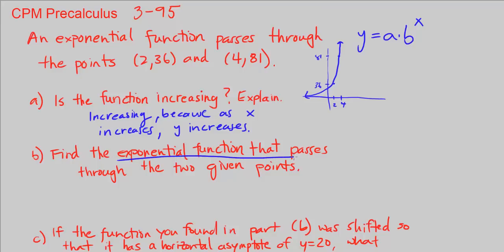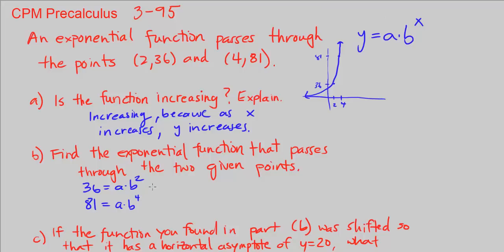B says to find the exponential function that passes through the two given points. Remember that we have two points and a general formula, so we plug these two points in, the x value and the y value. Instead of y equals a times b to the x, I have 36 equals a times b squared. My other equation, from (4, 81), is 81 equals a times b to the 4th.